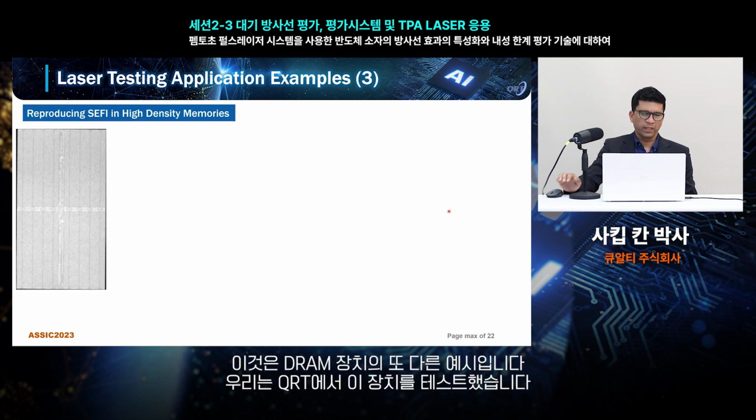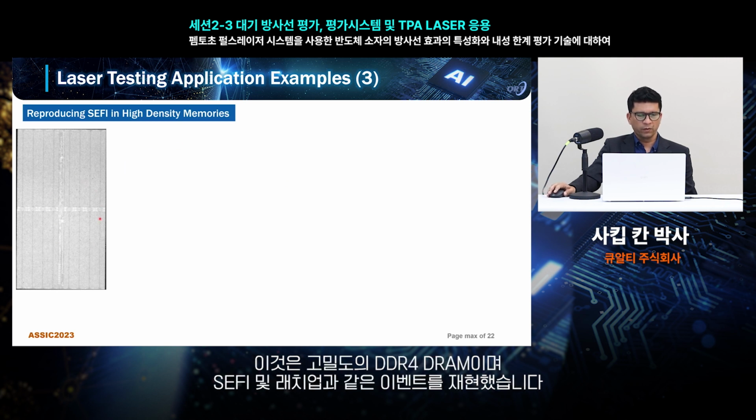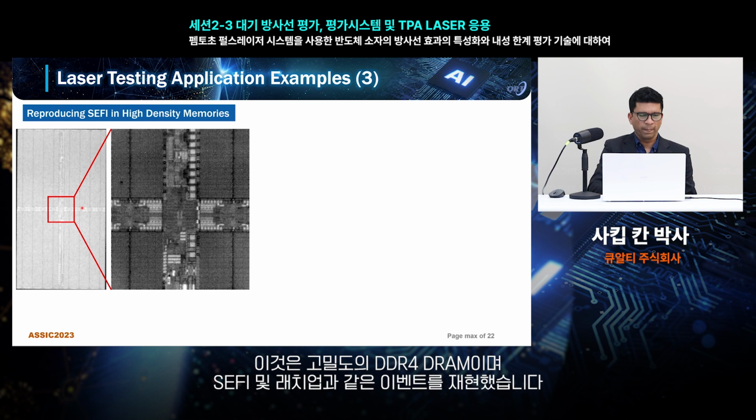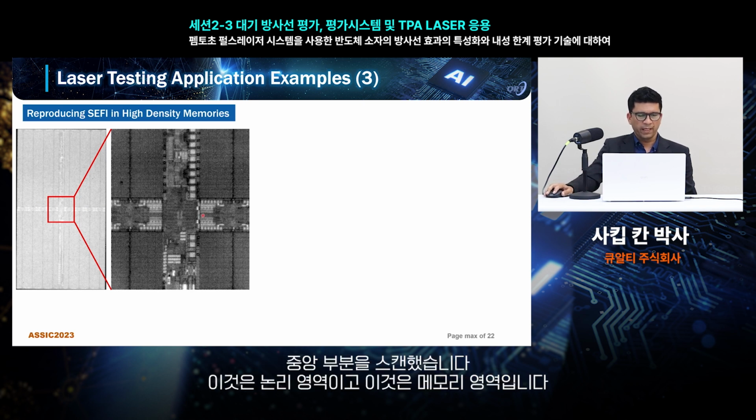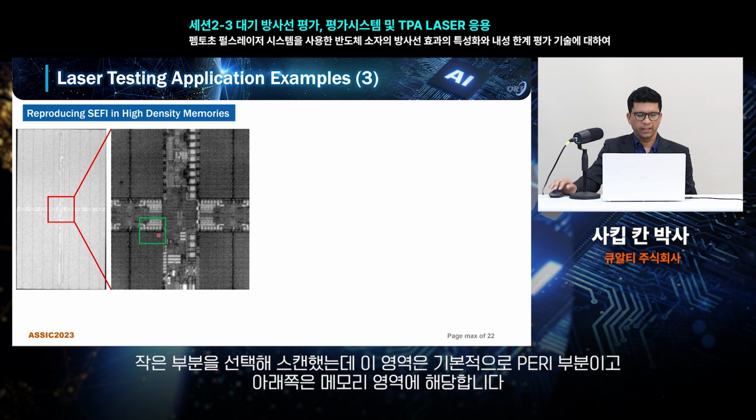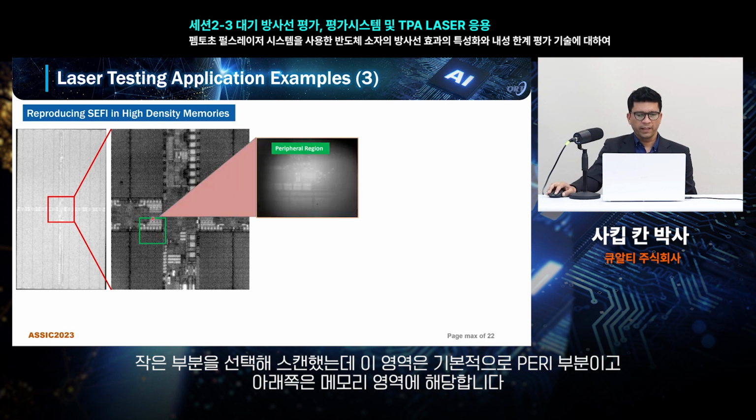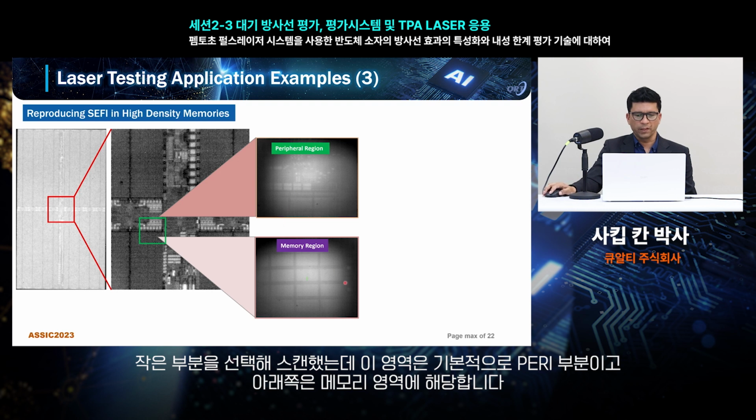This is another example for the DRAM devices. We tested this device at QRT. This is very high density DDR4 DRAM, and we reproduced some of the events like Cepheid and latch-up. Central region is selected for scanning. This is the logic area. This is the memory area. For this, a smaller region is selected for the scanning, and you can see this area is basically the peri region, and the lower area corresponds to the memory region.